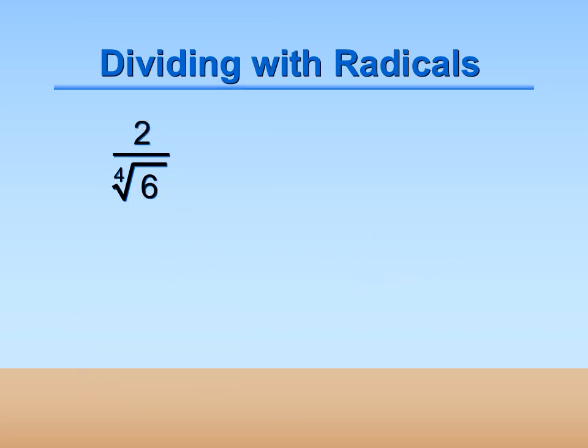What about 2 over the 4th root of 6? You would multiply by the 4th root of 6 cubed. And you're like, well, why are we doing that? It's because we're no longer using the square root.